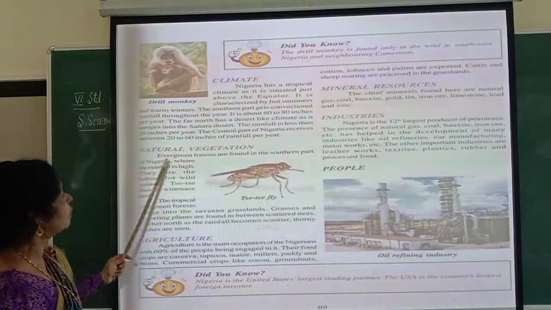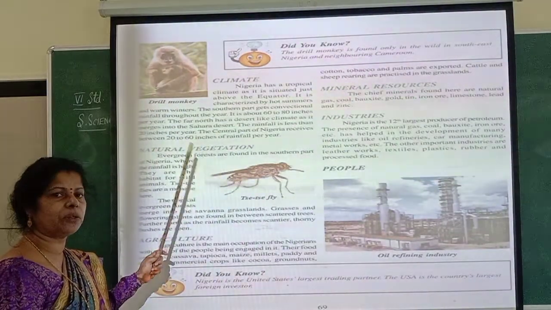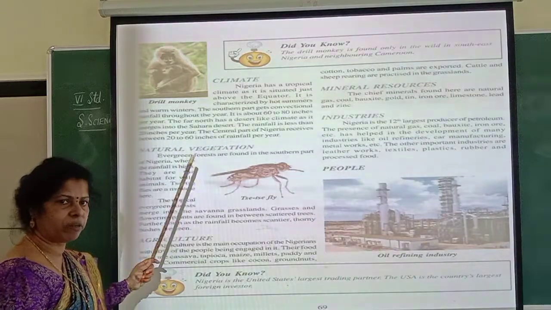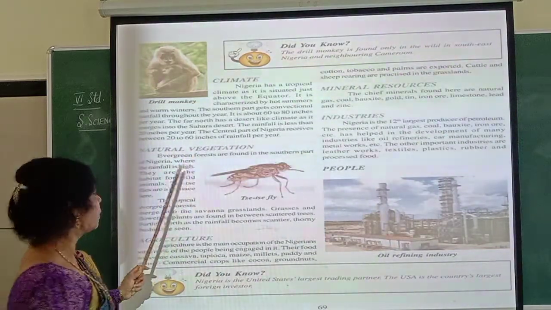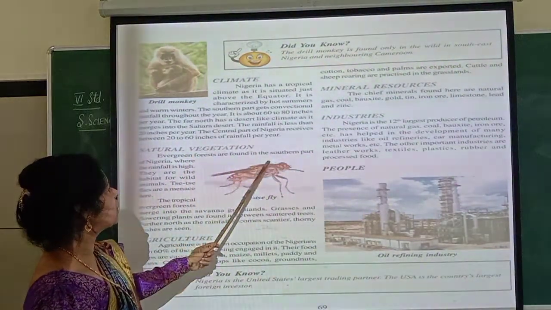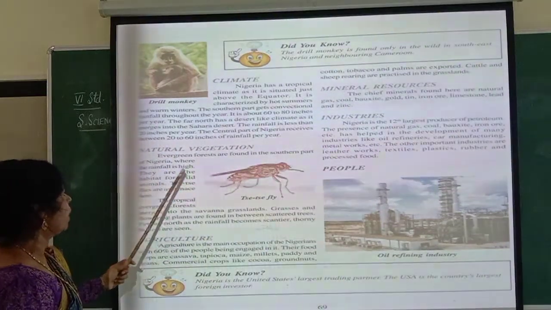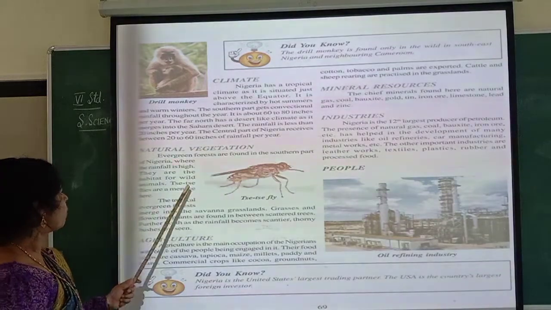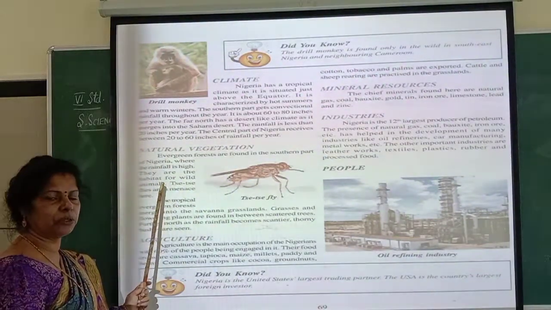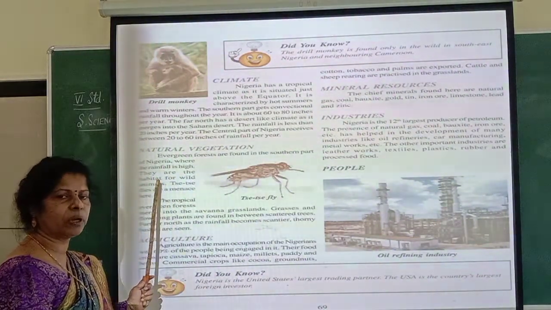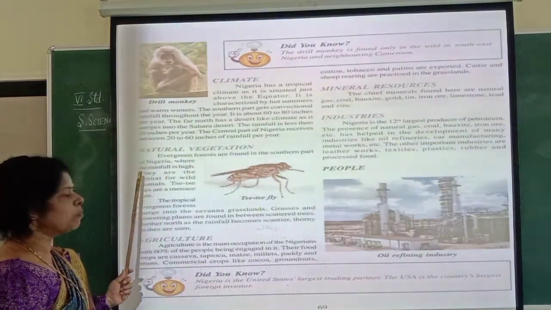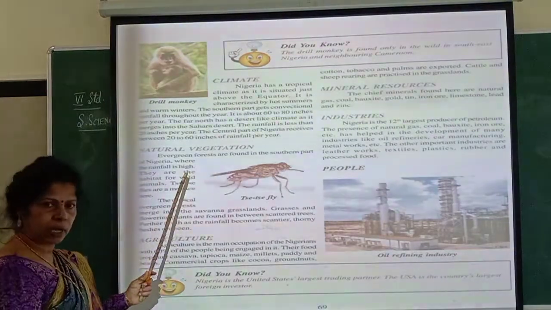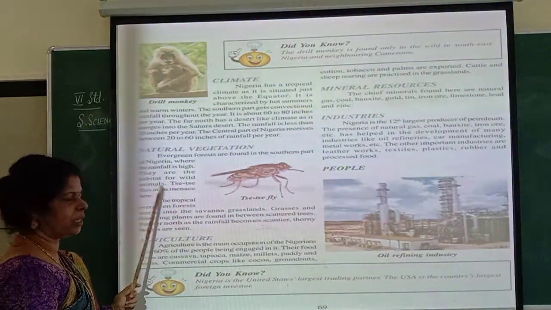So what is said here? Evergreen forest means throughout the year you see green forest. Understood? Plants and animals will be growing always because of rainfall. So evergreen forests are found in the southern part of Nigeria where the rainfall is high. They are the habitat for wild animals. Definitely you know that if there is more and more vegetation or plants, you see more types of animals also living in that place, isn't it? So they give a shelter for so many wild animals.